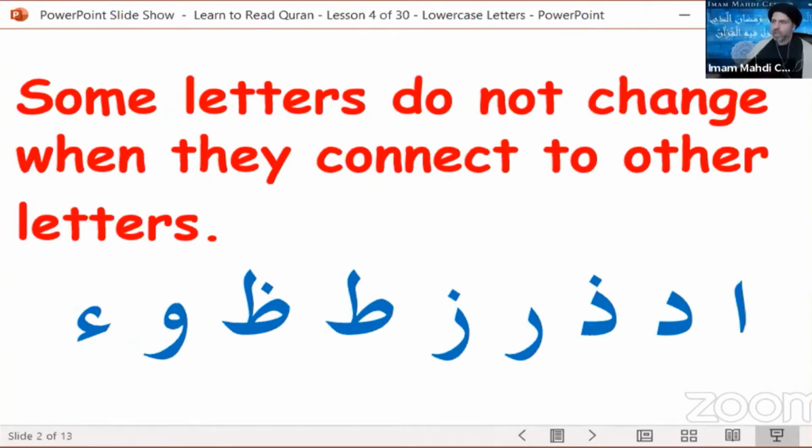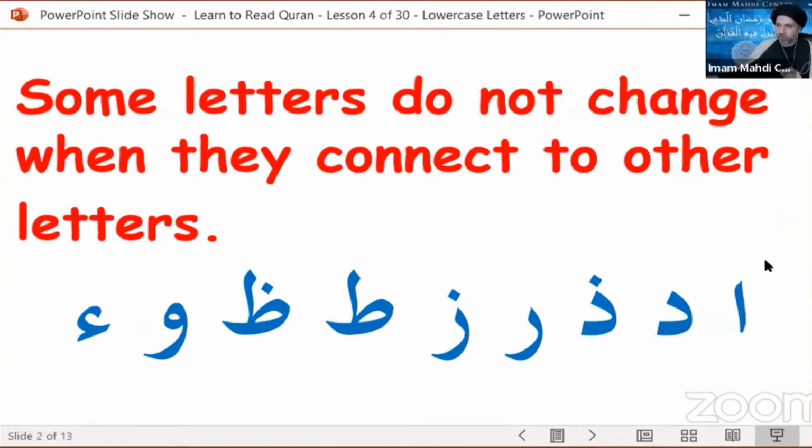So it's these letters: Alif, Dal, Dhal, Ra, Za, Ta, Dha, Waw, and Hamza. Of course, the Hamza does not connect to a letter at all, but none of these letters have any lowercase forms. They will always look this way no matter where they are, by themselves or connected to another letter.